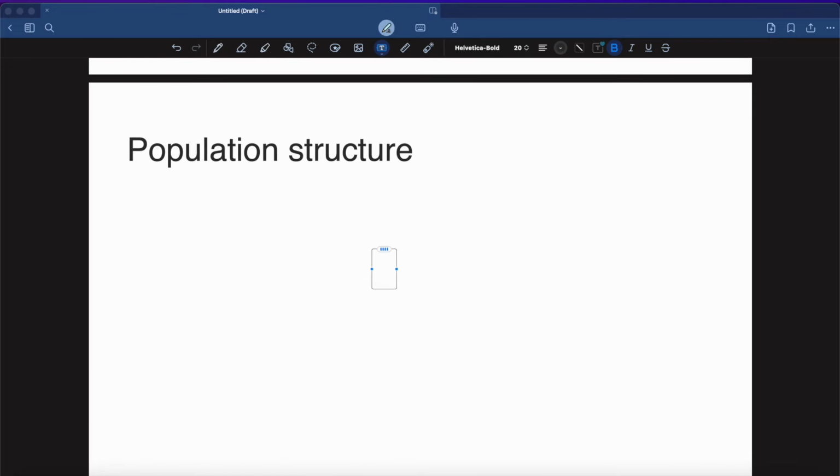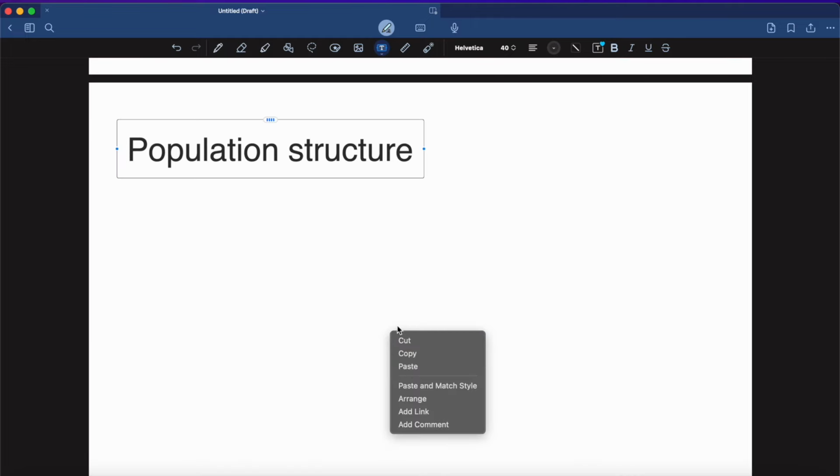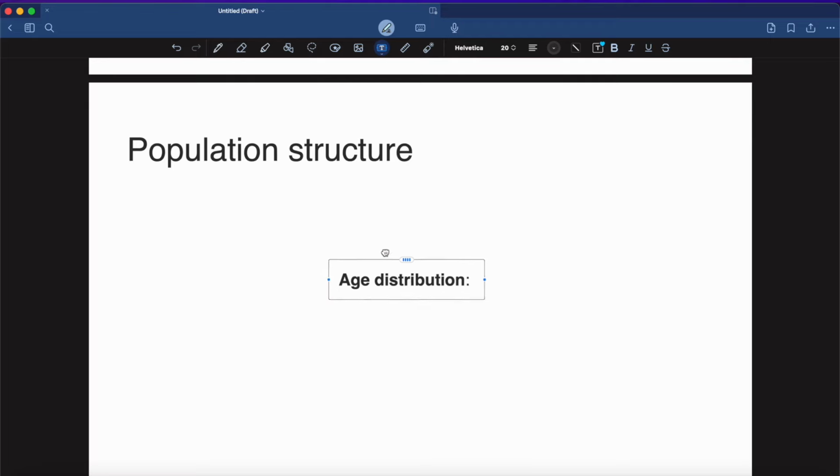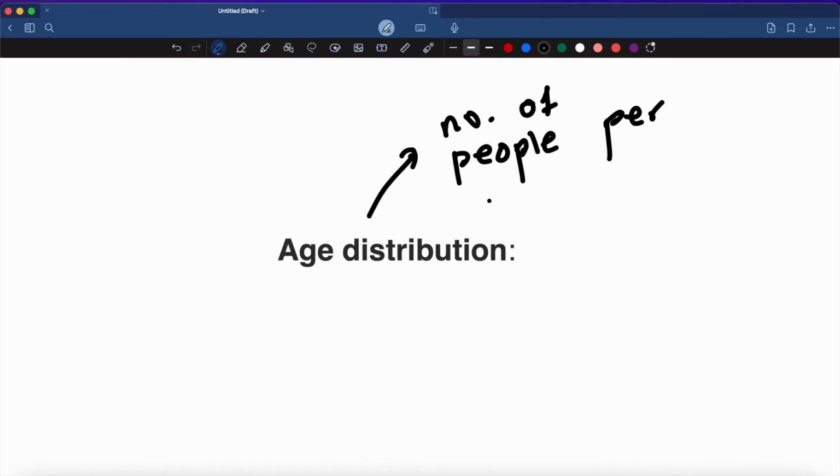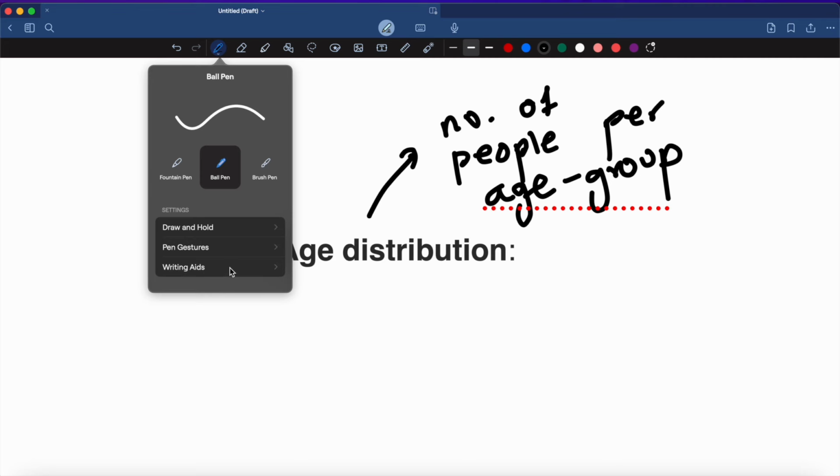Okay, and what do I mean by age distribution? I'm just going to paste this and talk about it right now. So it's kind of lagging again. Okay, age distribution. When I talk about age distribution, first of all, the age distribution is the number of people per age group. That is what we mean by the age distribution.